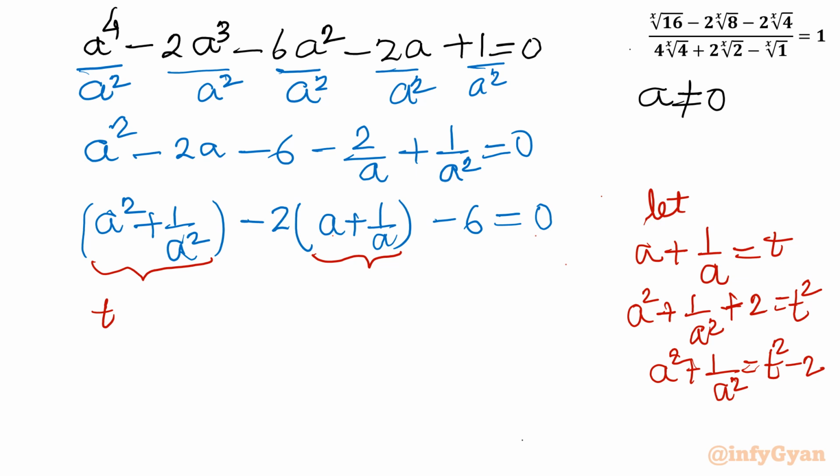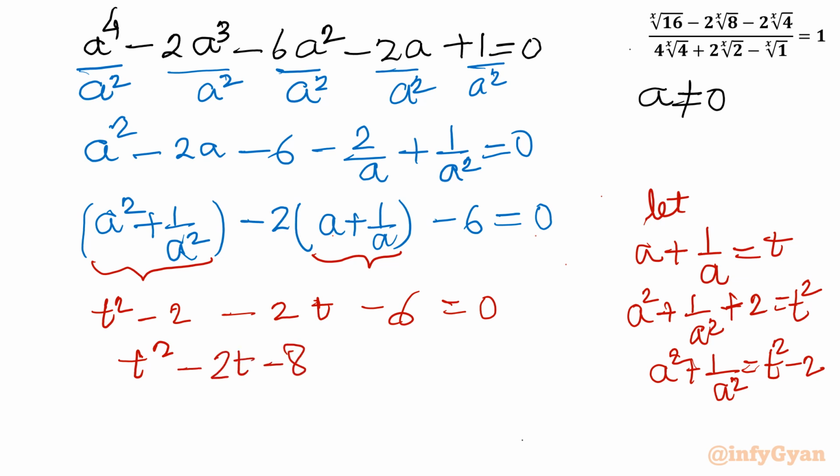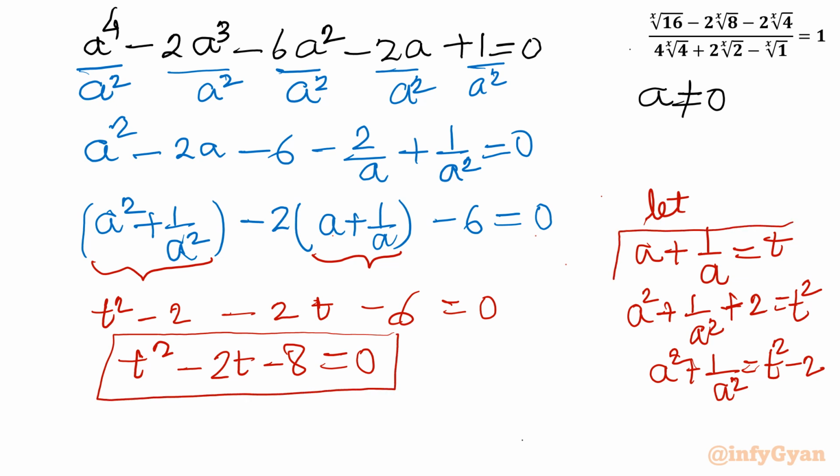So here I can write t square minus 2, and here I need to write 2t minus 6 equal to 0. So the conclusion is t square minus 2t minus 8 equal to 0. This is one quadratic equation. Now we have to solve this. Remember, our substitution is a plus 1 over a equal to t, and a is xth root of 2.